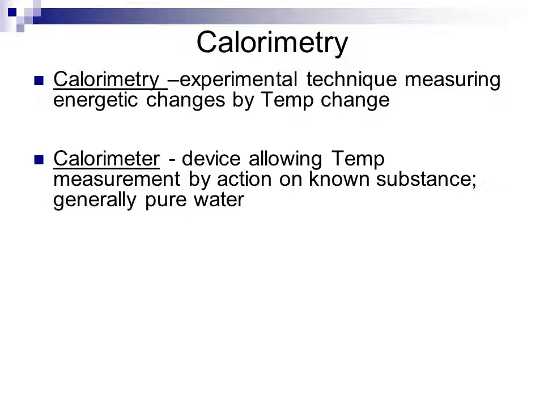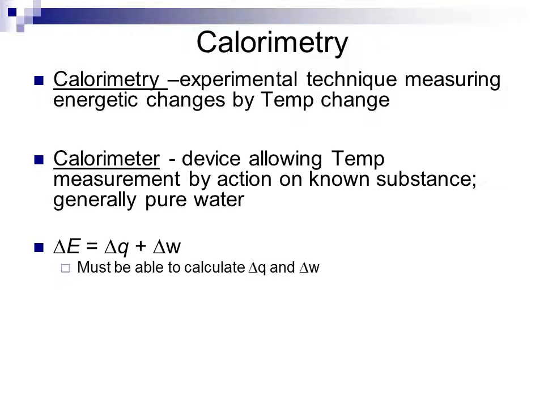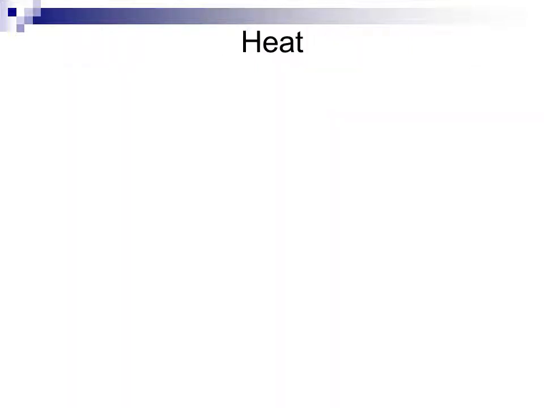If we know what substance is being affected by the system in question, and we know the specific heat capacity of that substance, we can measure temperature changes and relate them to overall heat. The change in internal energy of any substance will be equal to the change in the heat plus the change in the work. We must be able to calculate both the change in the heat and the change in work.